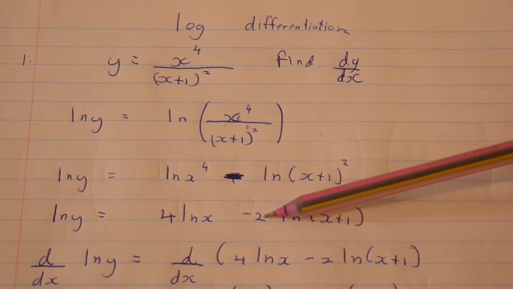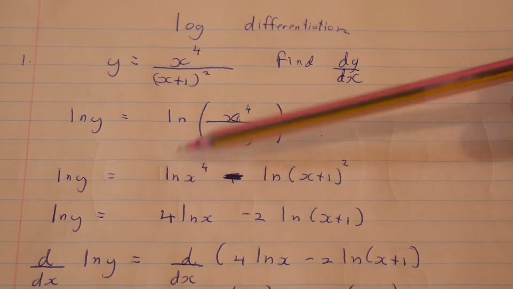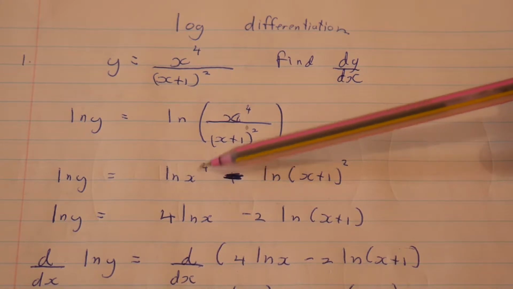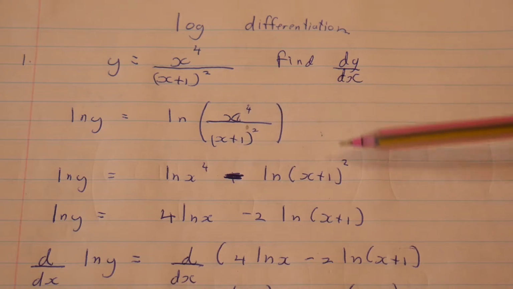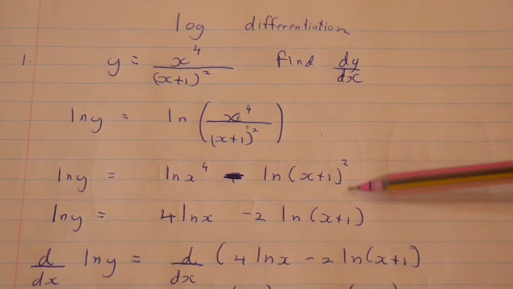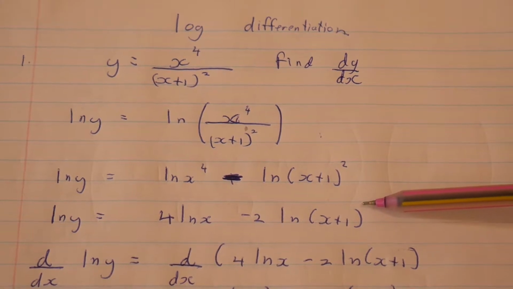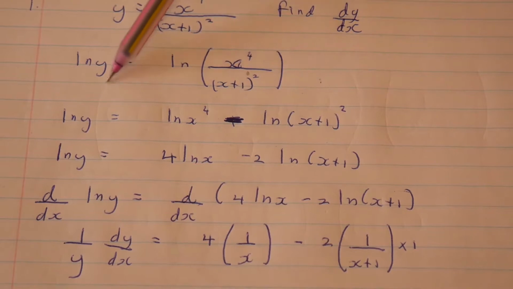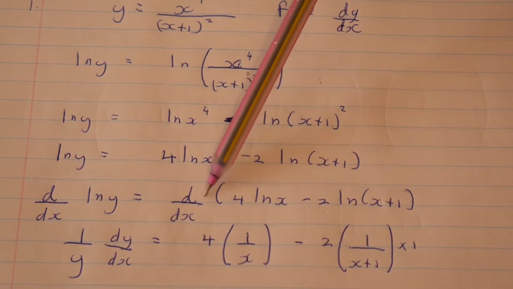From this step to that step, we still didn't differentiate. Not because the 4 went down there, we didn't differentiate, we just used the rule log of x to the n power is the same as n log x. We did the same thing with this power, and that's why we have this here. Now we differentiate finally both sides of the equation. So differentiate this with respect to x and this with respect to x.